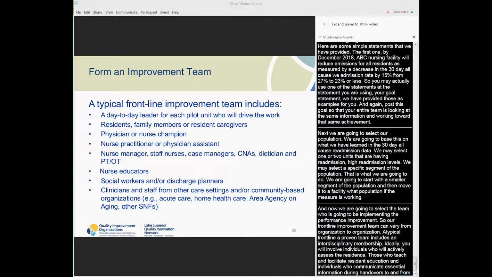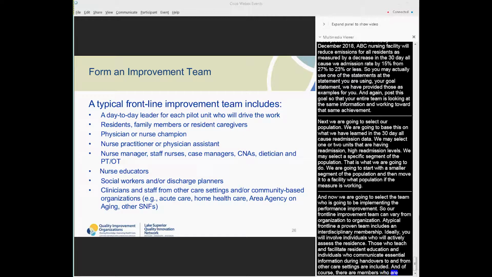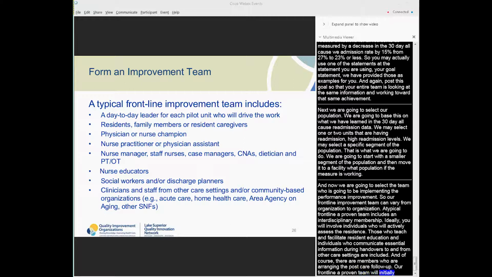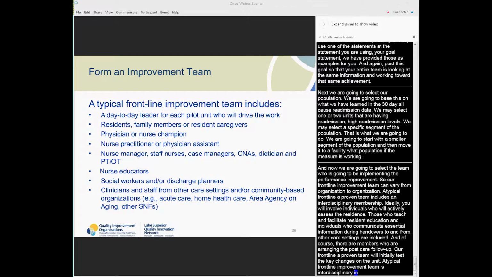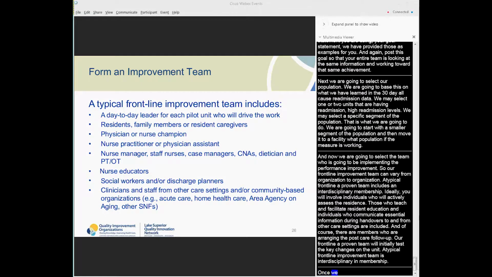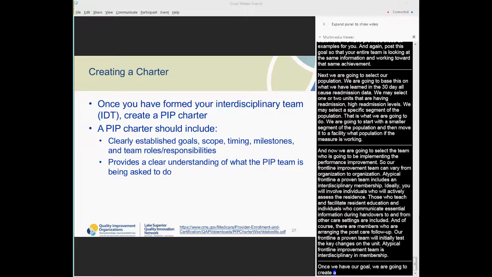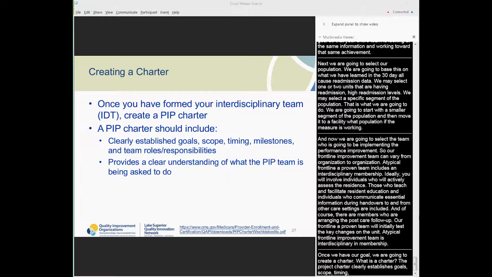Our frontline improvement team will initially test the key changes on the units. A typical frontline improvement team is interdisciplinary in membership. Once we have our goal, we're going to create a charter. What's a charter? The project charter clearly establishes goals, scope, timing, milestones, and team roles and responsibilities for a performance improvement project. That's the PIP that we talked about.